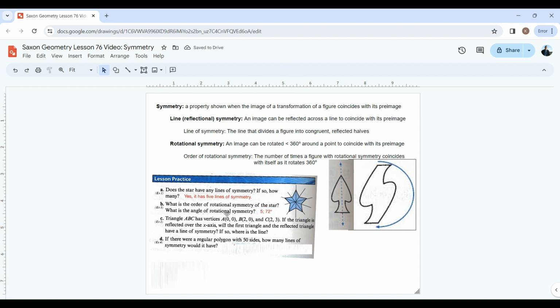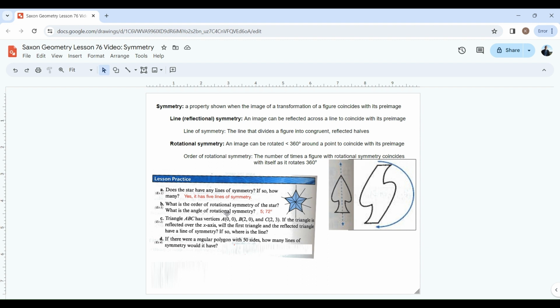And the angle of rotational symmetry, how do we get 72 degrees? Well, you take 360 and divide it by the order of rotational symmetry. 360 divided by 5 is 72. So that's an important point. To figure out the angle of rotational symmetry, you take the 360 degrees divided by the order of rotational symmetry.